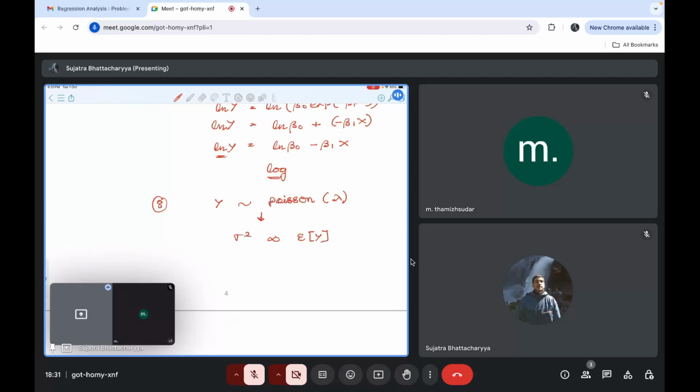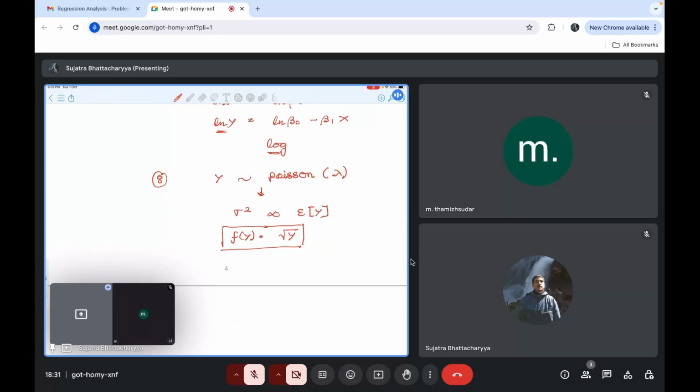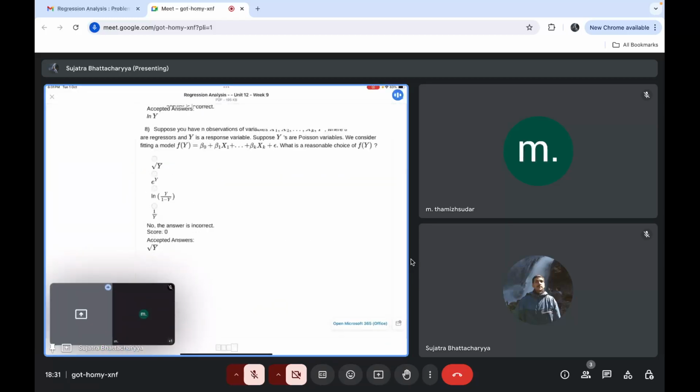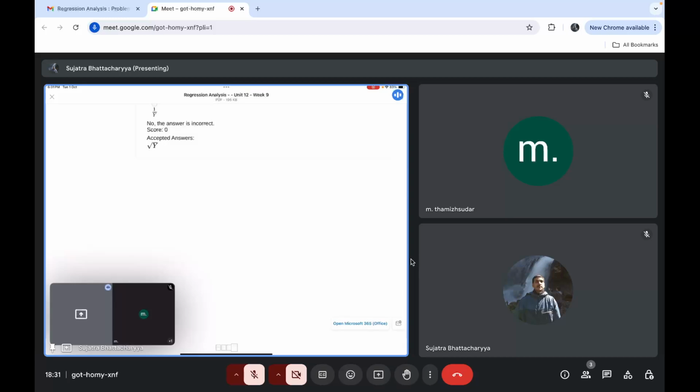And when this kind of thing happens, we know that the transformation is f of y equal to root y. We have seen this. You can check the lectures from the last-to-last week. Okay, so this is the transformation which we need to use. So this completes all the assignment questions. The last answer is root y.